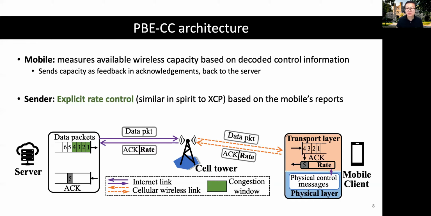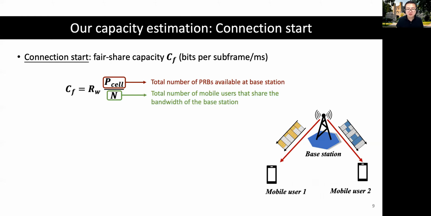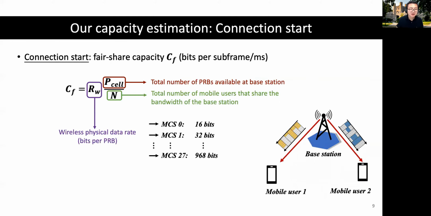So here, an important question to be answered is, how does the mobile client estimate the capacity? We estimate the capacity when a user starts a flow using this equation. In this equation, PCL is the total number of PRBs that one base station has. This is a constant. N is the number of mobile users that share the bandwidth. Even though a base station serves hundreds of users, only several of them are active at each specific time period. And RW is the wireless physical data rate, which can be derived from the MCS index.